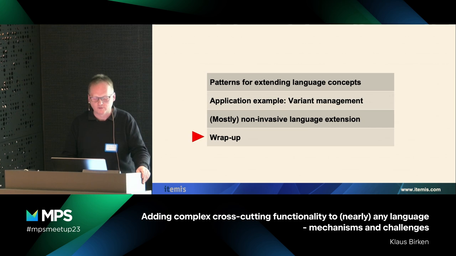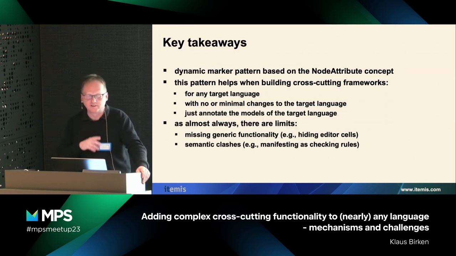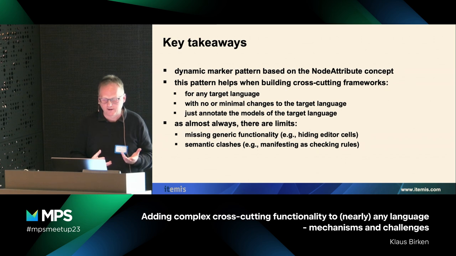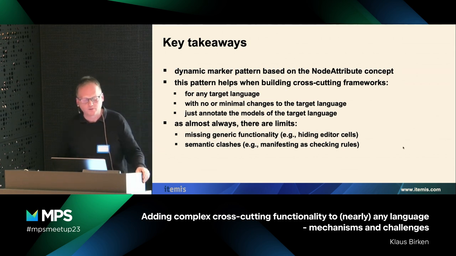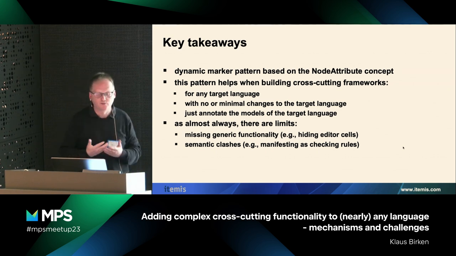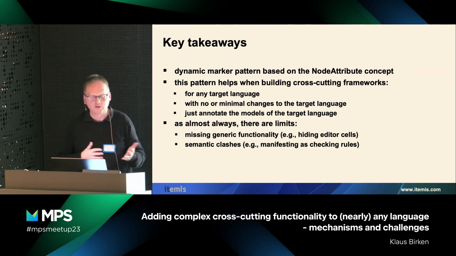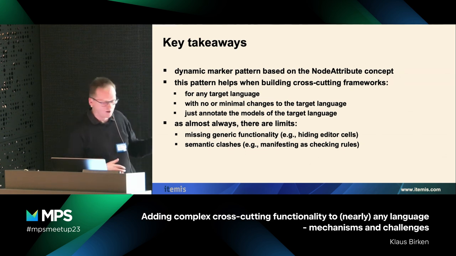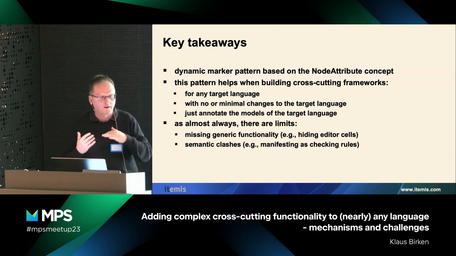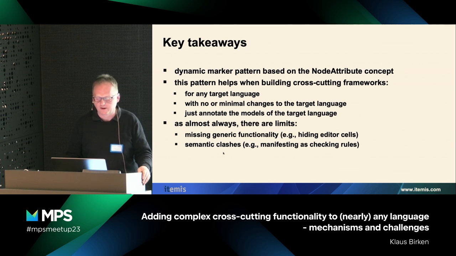Okay, so let's wrap it up. So what I've shown is this dynamic marker pattern, which we were using or are using extensively based on this node attribute concept. You have seen it. And this helps when building such cross-cutting frameworks, which can apply for any target language with minimal changes to the target language. Our goal is still no changes, now, just by doing these annotations. I also mentioned the limits. I won't repeat them now.